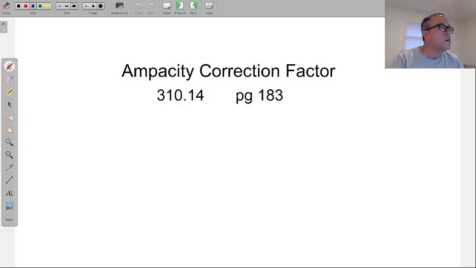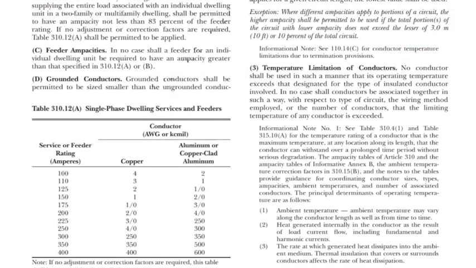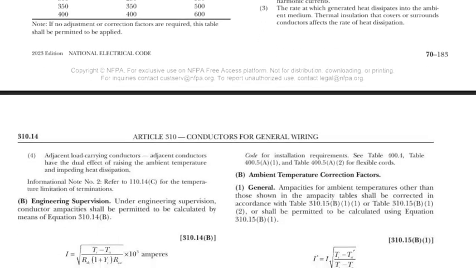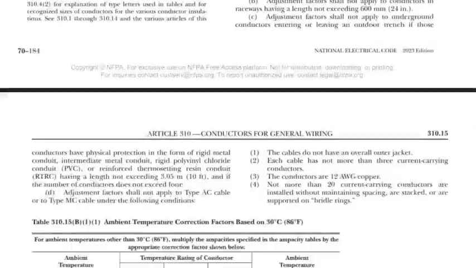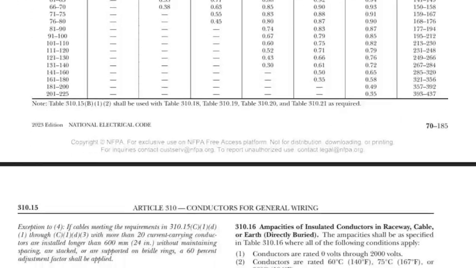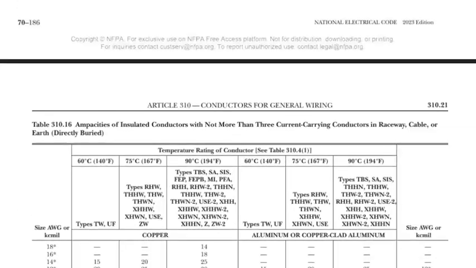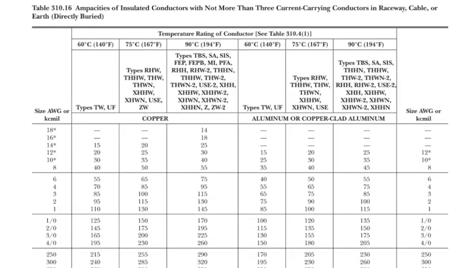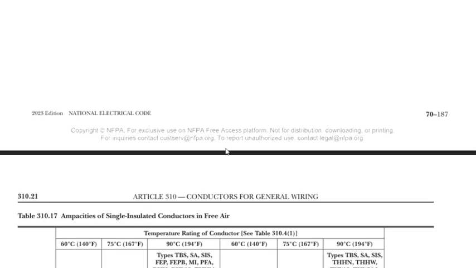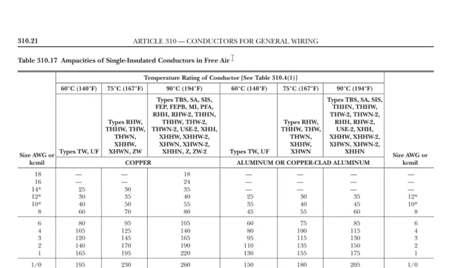All right, so as we were wrapping up, I went into the fact that we're going to need 310.16, so you might as well have it ready to go, which is the ampacity table. Just to read what this table says, it says ampacity for insulated conductors. Very important. There is another table that will deal with insulated conductors in free air, 310.17.